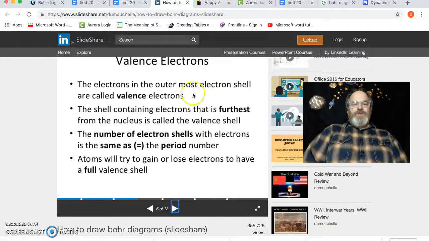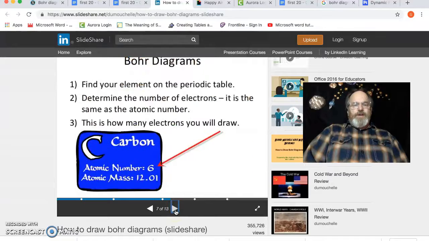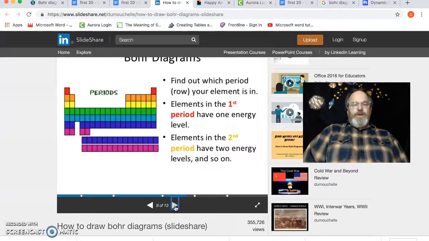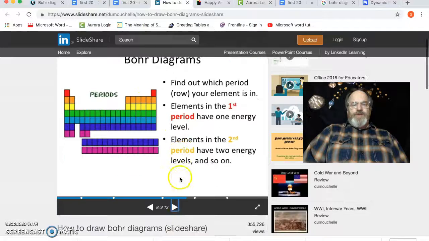Electrons in the outermost shell are called valence electrons. So, for example, in sodium, the electron that was all by itself there, that's called a valence electron. All right. So then let's just keep going through this. Okay. Here's carbon. This is going to show you elements in the first period have 1 energy level. Elements in the second period have 2 energy levels.